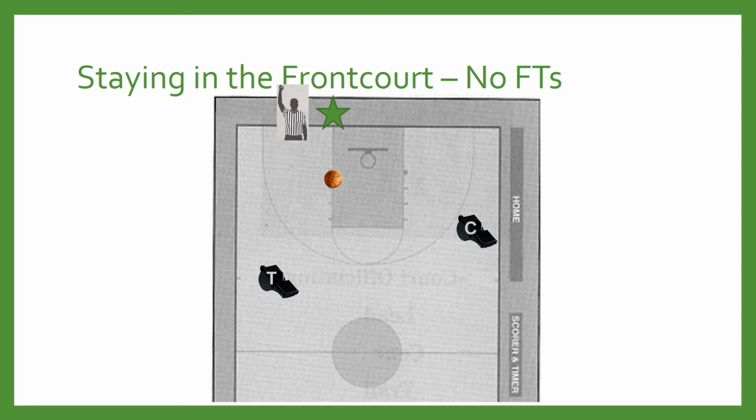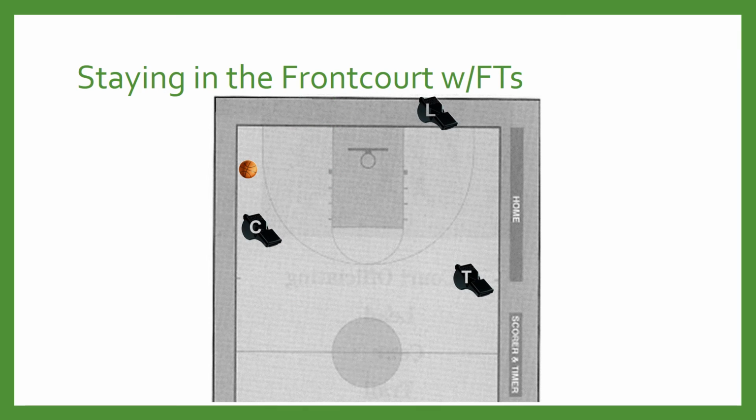Here, opposite side lead calls a foul without free throws and is going to go out to report the foul. Opposite side trail is the official that's going to come down and become the new lead to administer this throw-in on the baseline, and then old lead simply becomes opposite side trail after the report.